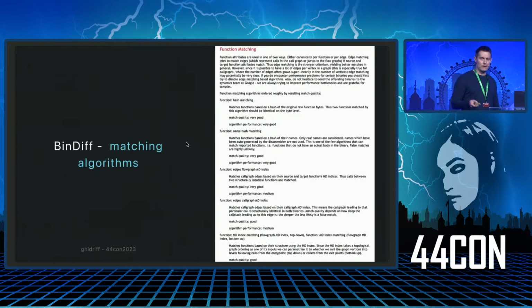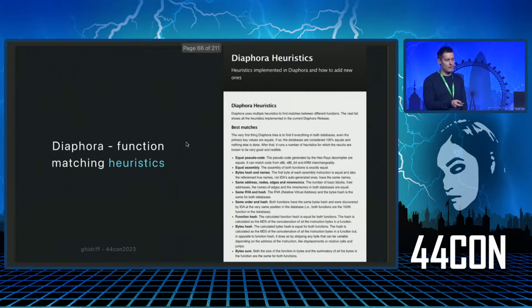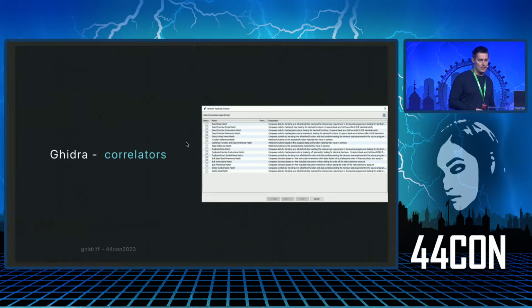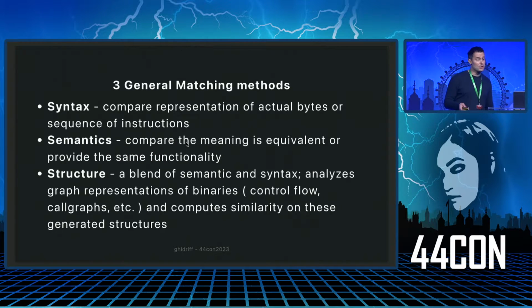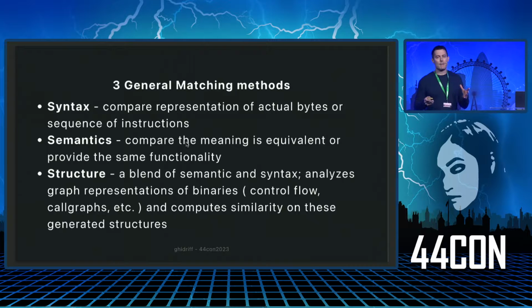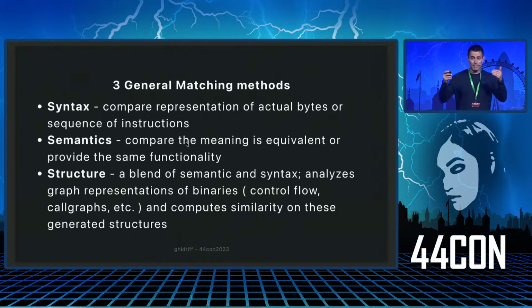Each diffing tool has different names for this. BinDiff calls it matching algorithms. Diaphora calls it function matching heuristics, and Ghidra went with correlators. They've all posted their list of the matching that they do. You can go on the website and see more of the details. But in general, there are three high-level matching methods that you're using to take every function between two binaries and tell if they're the same.